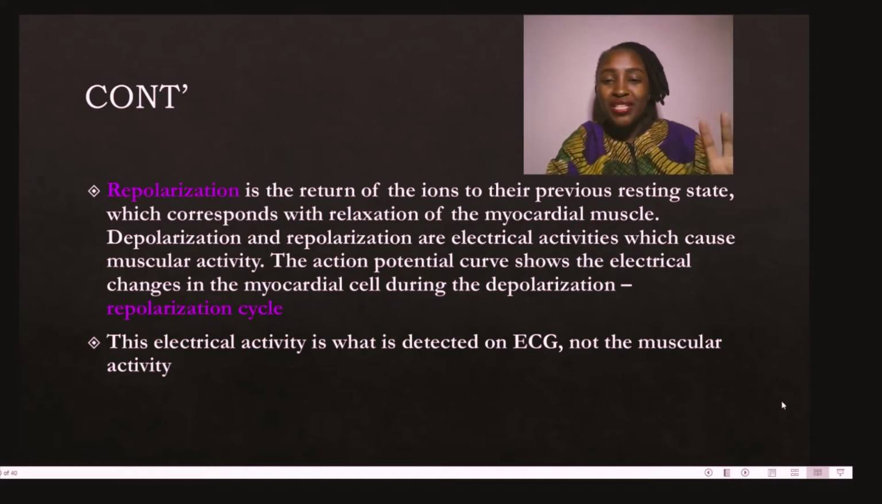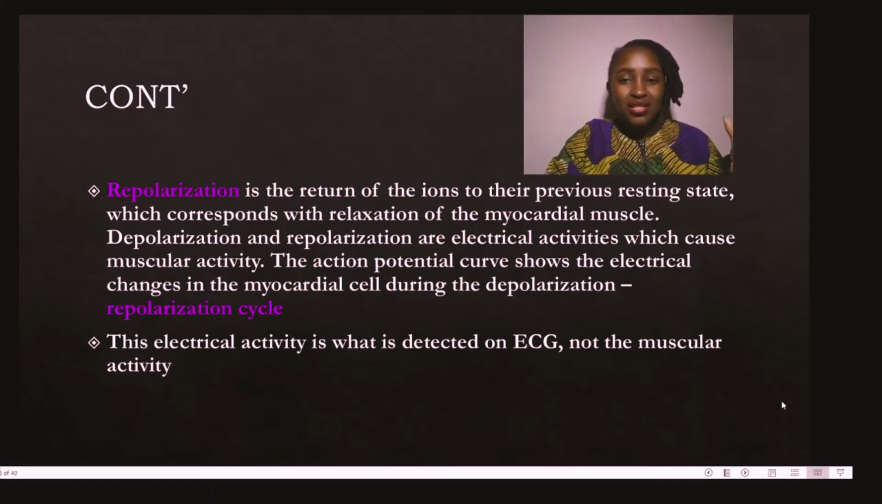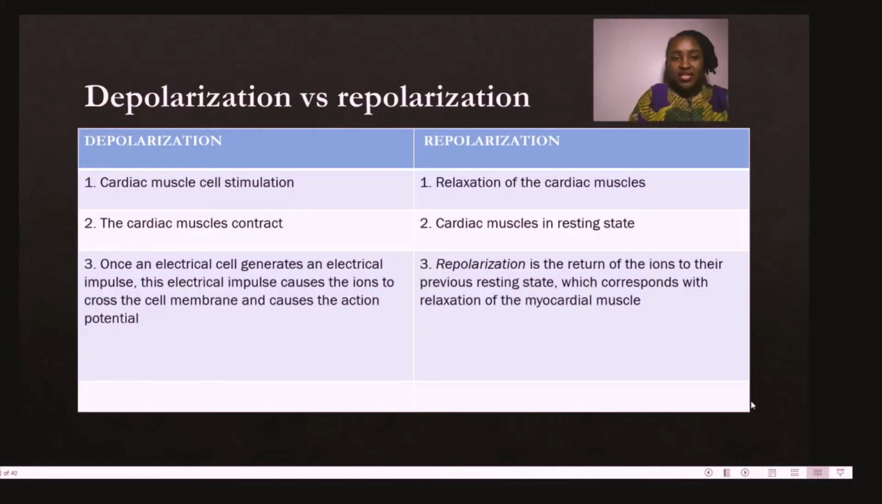So ECG is all about the electricity, because we say the heart has both electrical and mechanical activity, or the electrical impulses and the mechanical impulses. So when it comes to the ECG, we are basically concentrating on the electrical impulses. The point of depolarization and repolarization is quite significant when it comes to interpreting the ECGs. It is important for me to emphasize more on what is happening for us to get a clearer picture.